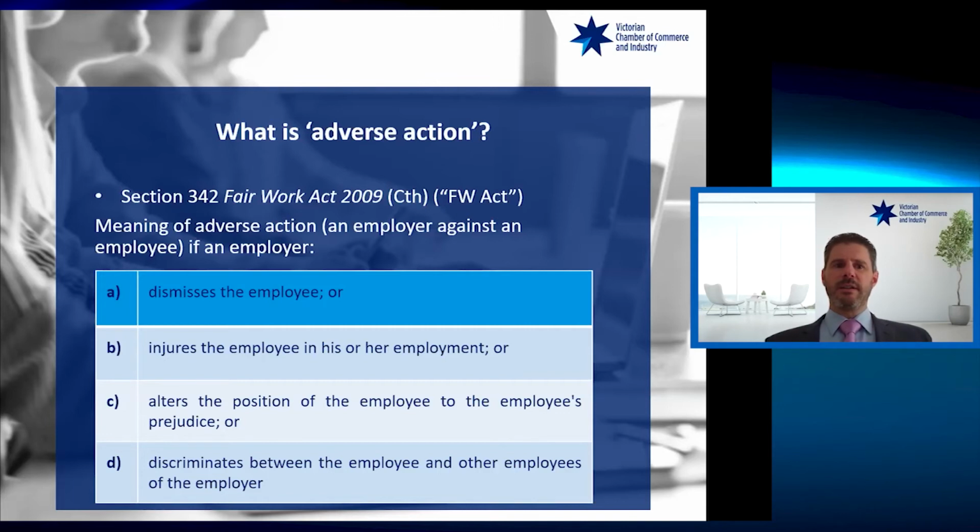Item C on this slide, an adverse action might be where we alter the position of the employee to the employee's prejudice. Again, it sounds a little bit legalistic, but what we're talking about here is where we might have affected the person's employment in a way that's perhaps legally undermined their employment. And it has been argued in case law that things like issuing a warning alter the person's employment to their prejudice. And of course, an adverse action could be where we discriminate between the employee and other employees of the employer. So where we've discriminated on the basis of a protected attribute, as per, or similar to, discrimination law.